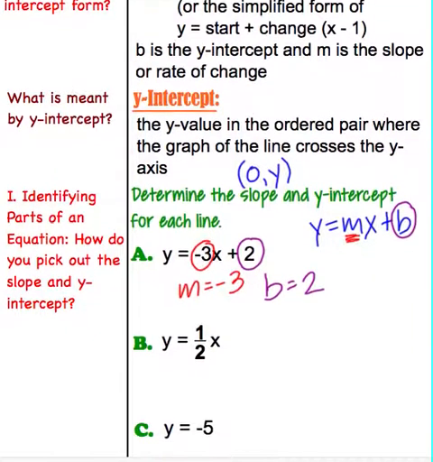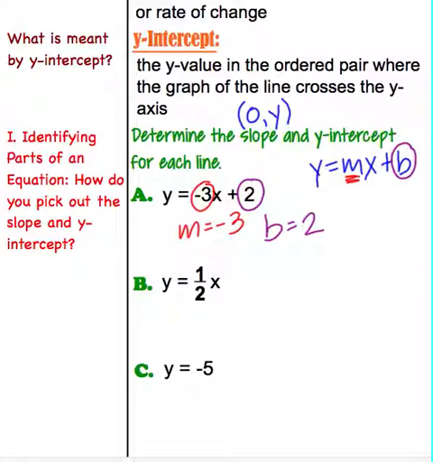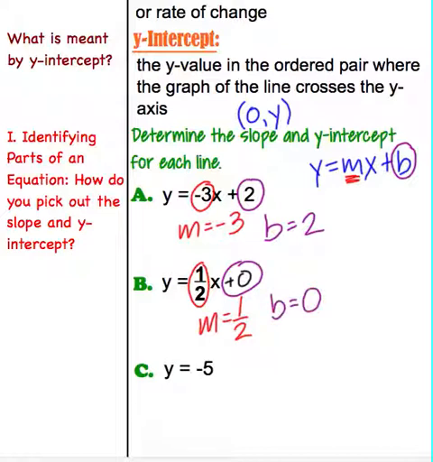Now looking at this next example, this one's a little bit tougher in that we do have the number in front of x, which would be our m, which is 1/2. But we don't have anything right here. If you think about it, if there's nothing there, that's like saying a +0. So therefore, that means that our b value, or our y-intercept, is going to be 0.